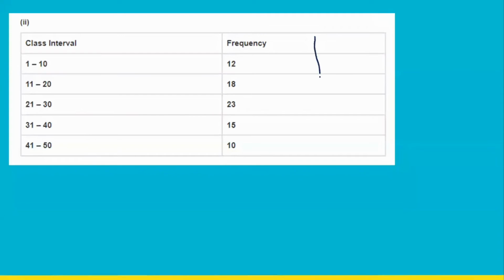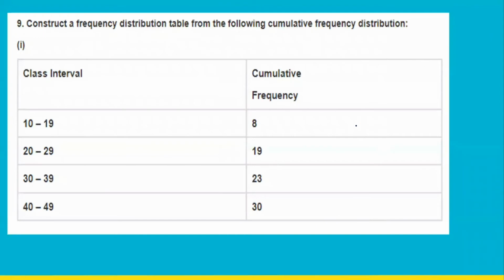So let us find the cumulative frequencies for this data now. Cumulative frequencies here 1 to 10, it is going to be 12 only. The next we are adding now, 12 plus 18, we get this as 30. 30 plus 23 is 53. 53 plus 15 is 68. And 68 plus 10 is 78. Easy, the cumulative frequency part. Moving to question number 9.